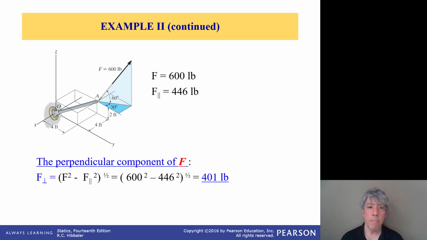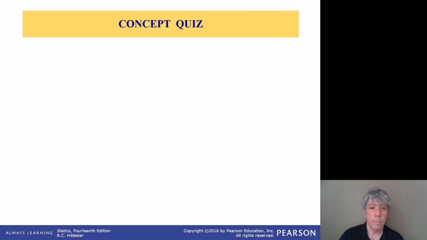If we want to get the magnitude of the force that is perpendicular to this pole, then we'll just treat it as a triangle, take the square root of the sum of the squares, and rearrange it, of course. So the magnitude of the force squared minus the magnitude of the force that is parallel to the line squared, quantity to the half power, and that's 401 pounds.